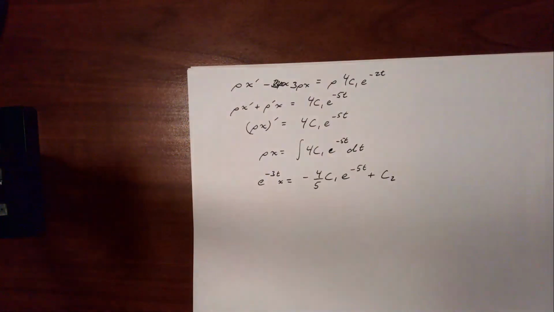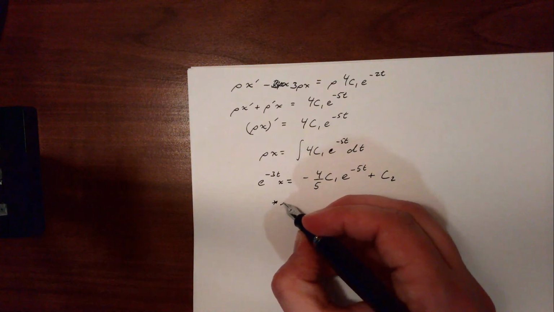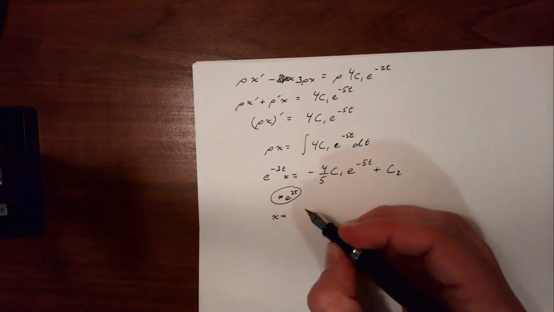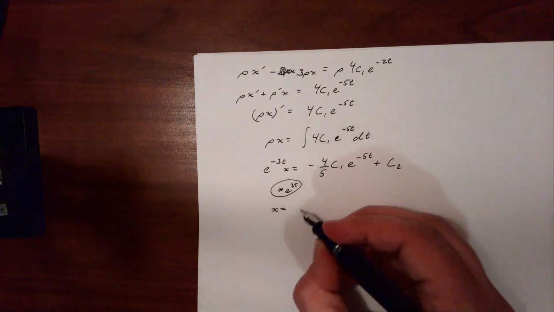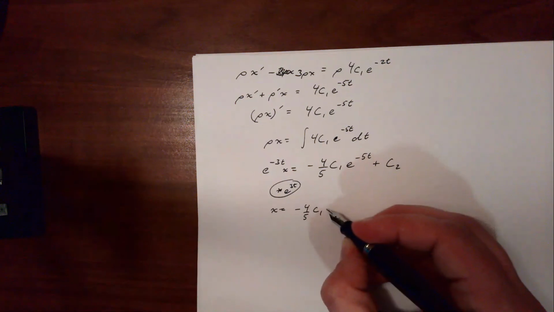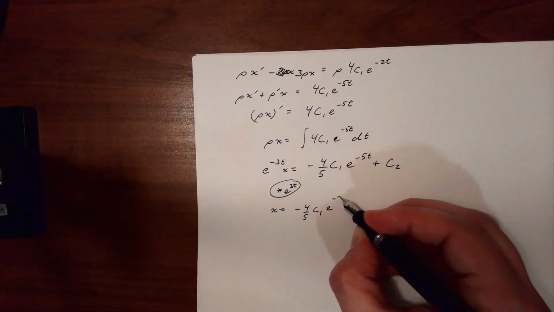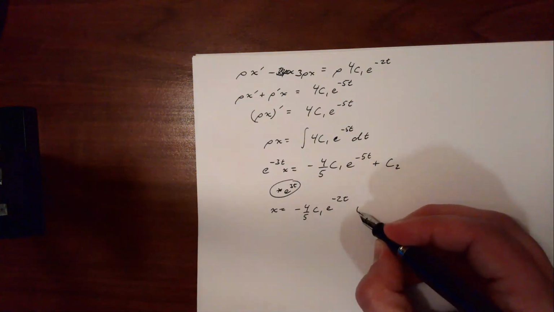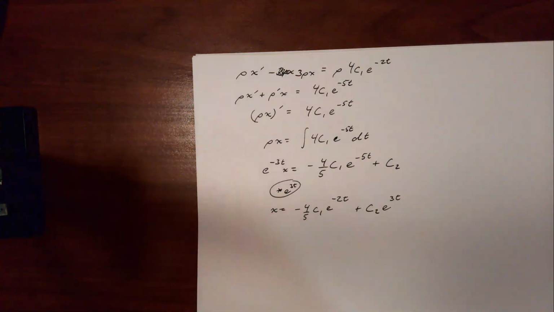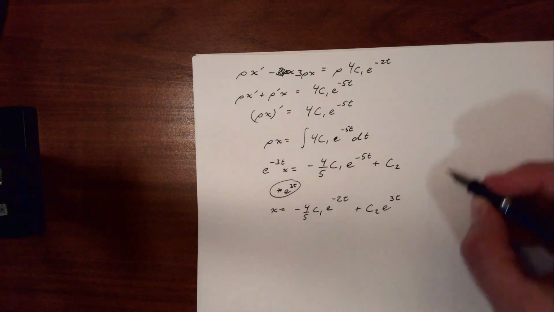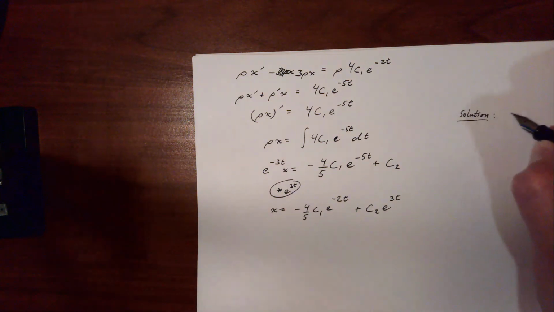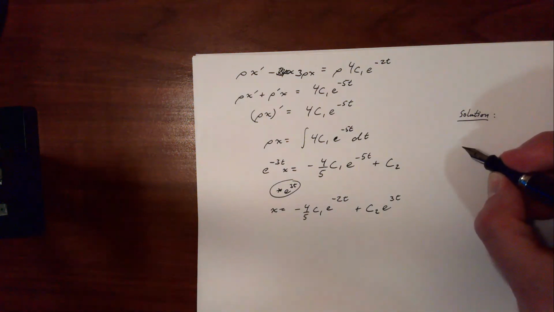And then I will just multiply both sides by e to the 3t in order to cancel that. And away we go. So that's going to be negative 4/5 c1 e to the negative 2t plus c2 e to the 3t. So then our solution is y.